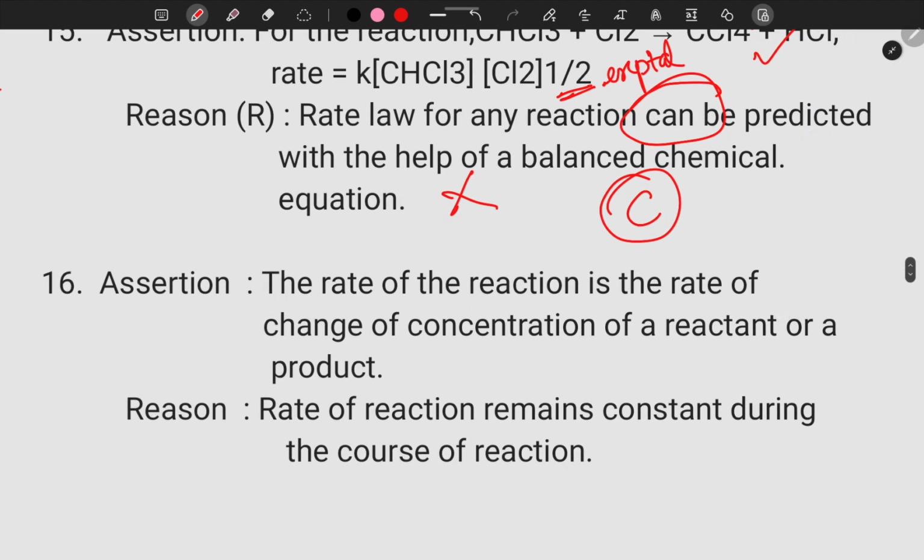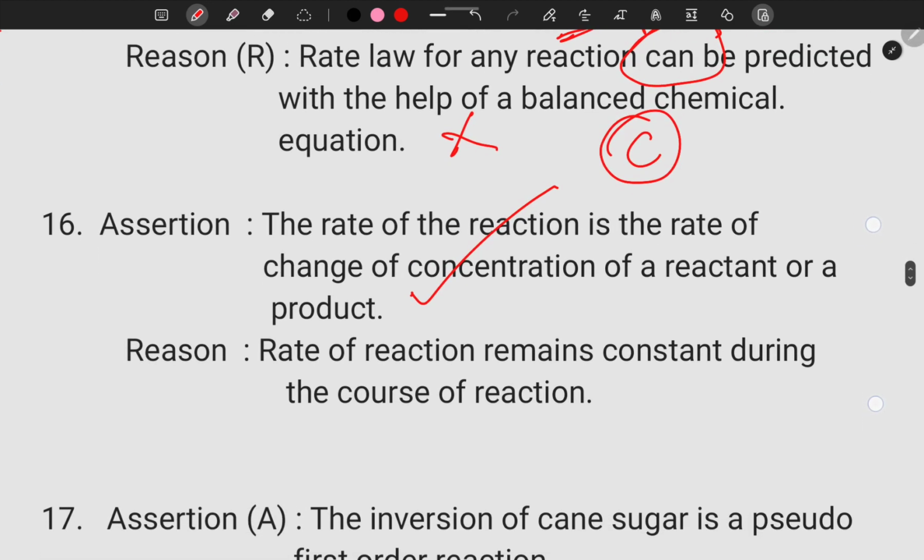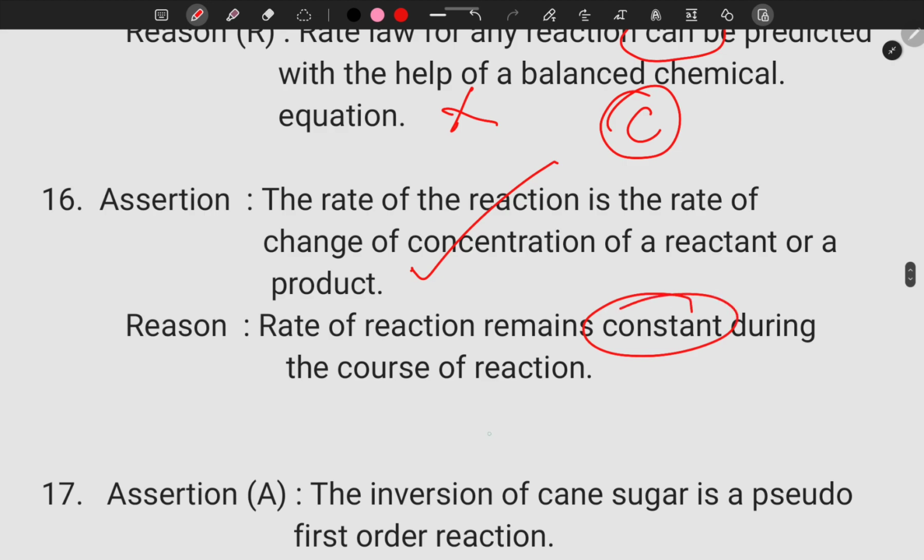Next, the rate of a reaction is the rate of change of concentration of reactant or product. That's correct statement. Rate of a reaction remains constant during the course of reaction. That's wrong statement. Rate of the reaction keep on changing. So assertion correct and reason false. So our option is C.